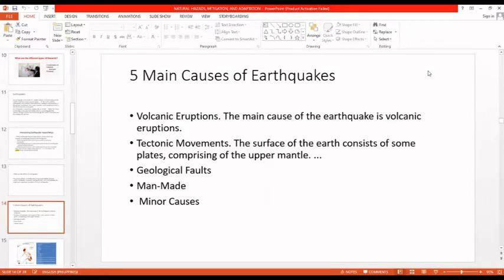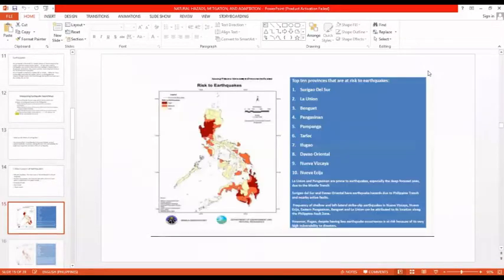Ito mga minor causes na ito. Last example of this is yung collapse of rocks, yung collapse of heavy rocks, yung landslide. Makakakos siya ng minor earthquake or shock waves.